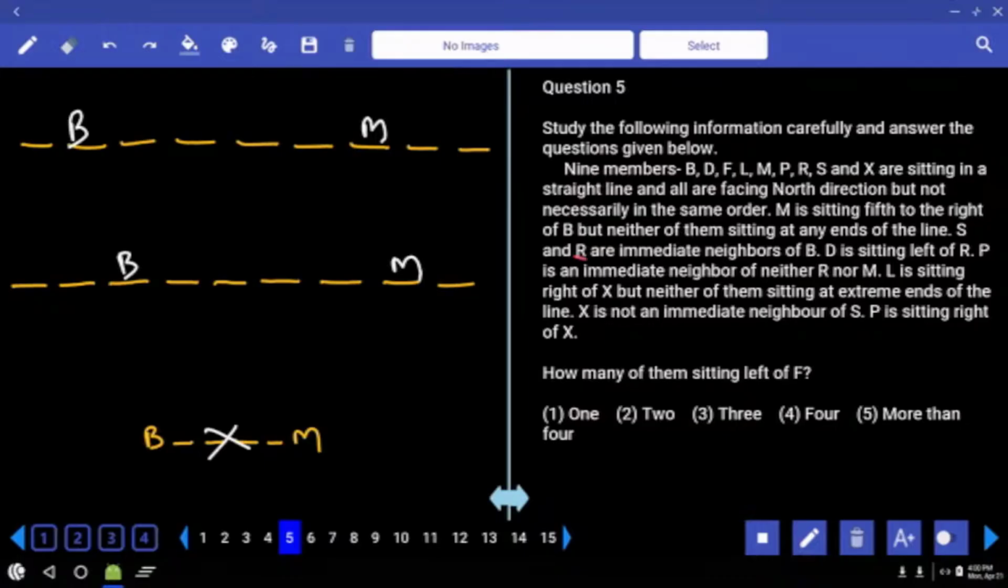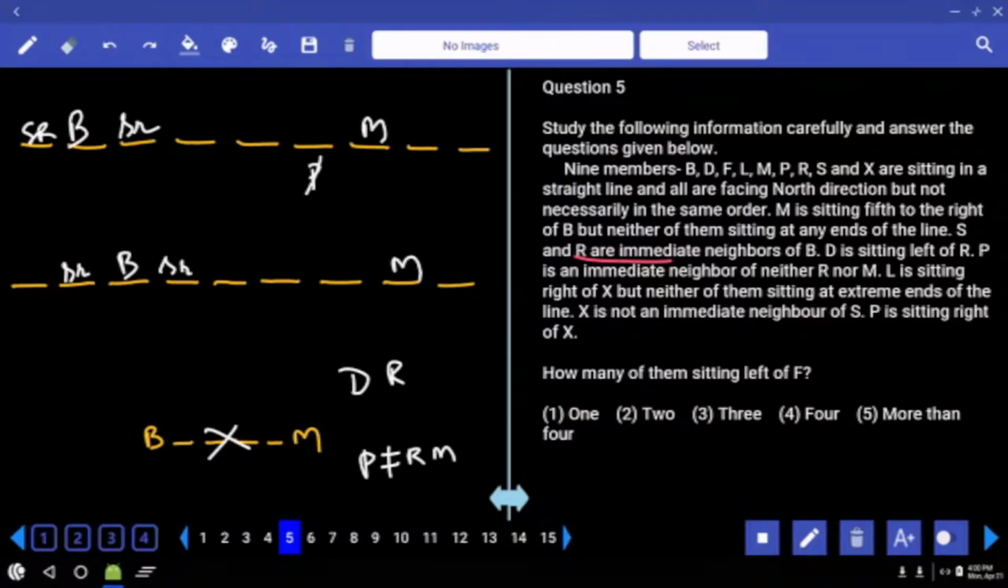Then next one. And S and R are immediate neighbors of B. And both S and R, the immediate neighbors of B. S and R, and here again S and R. Now here also S and R, the immediate neighbors of whom? Immediate neighbors of B. D is sitting left of R. The word immediate is not given anywhere to the left hand side. P is an immediate neighbor of neither R nor M. P is not an immediate neighbor of R and M.